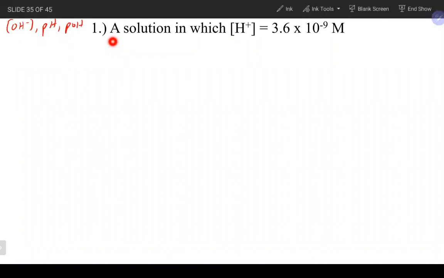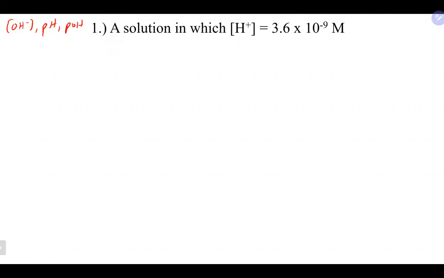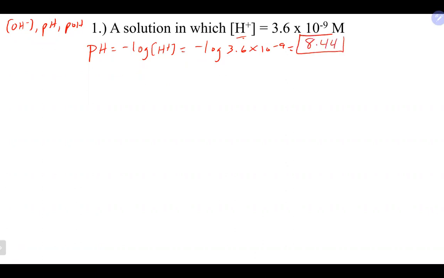Really, one of the first things you could do is either use KW here to get the OH minus. You also could go directly into the pH equation. So that's what I'm going to do. I'm going to go directly into the pH because I do have the H plus concentration given to me. So it's going to be minus the log of the H plus, which gives me minus the log of 3.6 times 10 to the minus 9. And if I do that, minus the log of 3.6 times 10 to the minus 9 gives me an 8.44 pH.